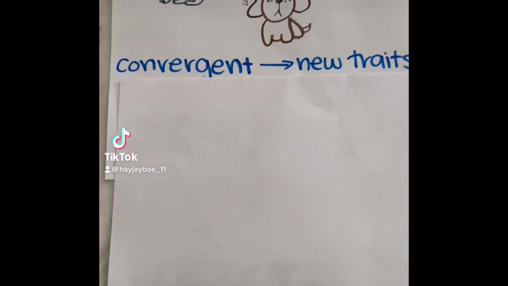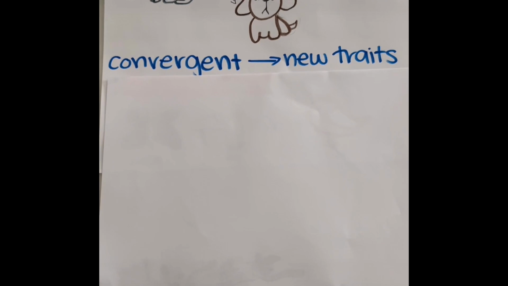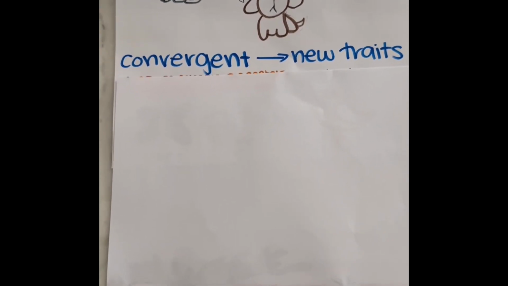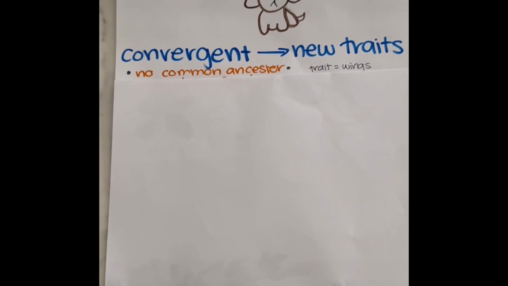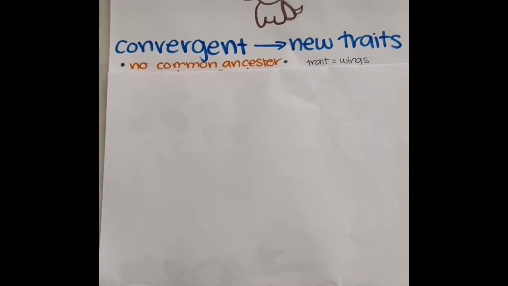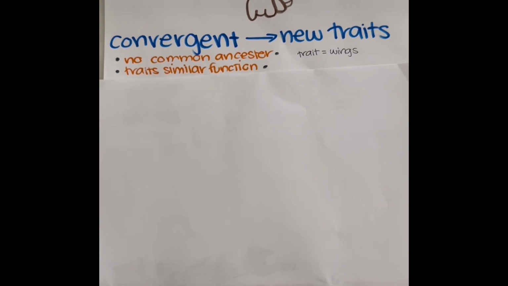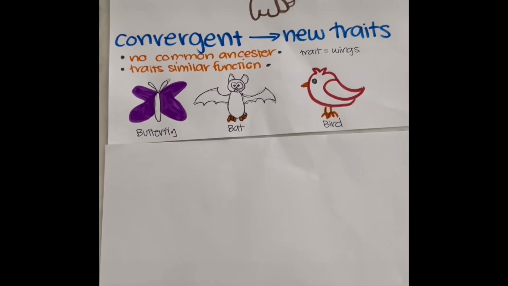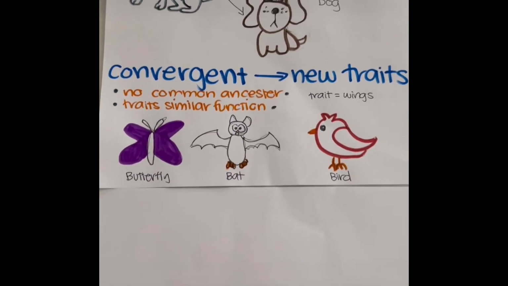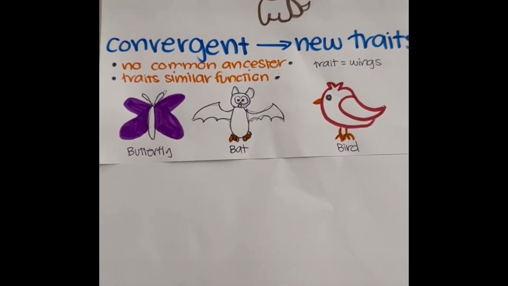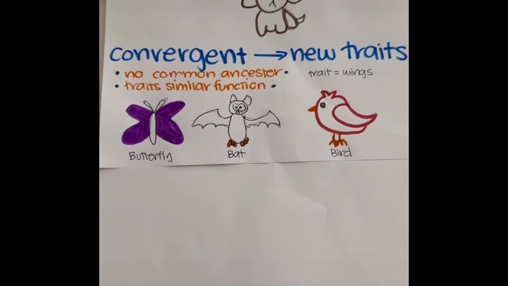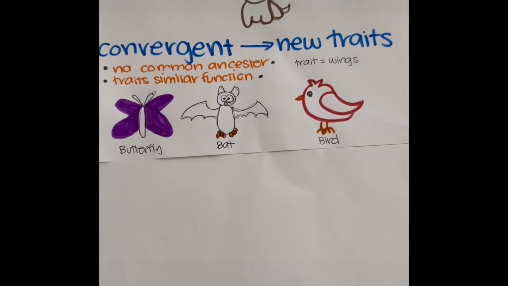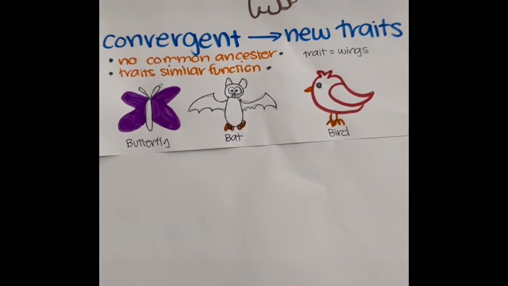The next evolution we have is convergent evolution, which means getting new traits. In these traits, there is no recent common ancestor, and the traits are going to be similar in function, but they evolve separately. For example, we have a butterfly, a bat, and a bird. All these three have the same trait, which is wings, and they function similarly. However, they do not evolve together since there is not a common ancestor.